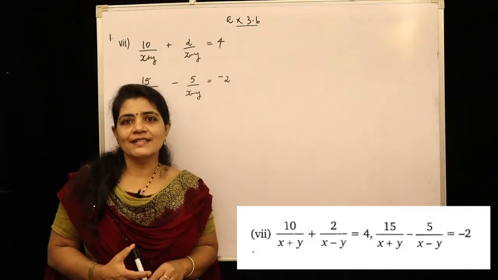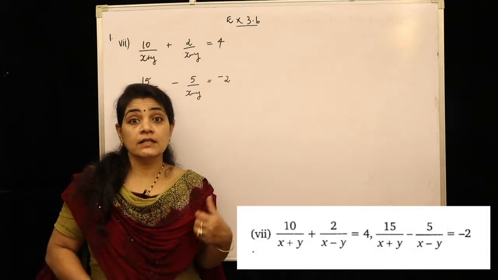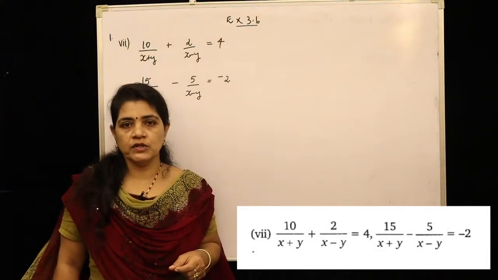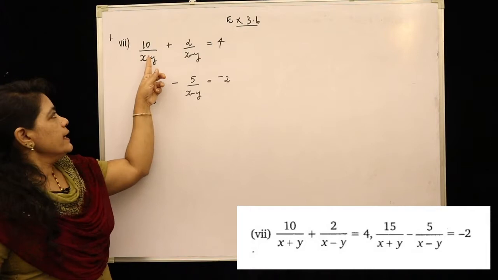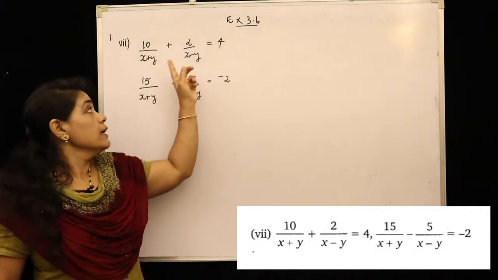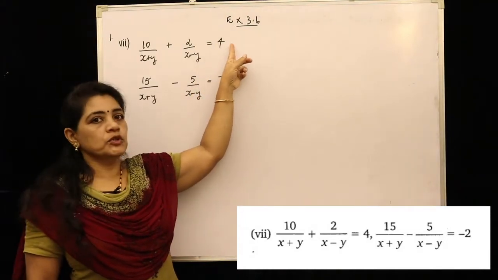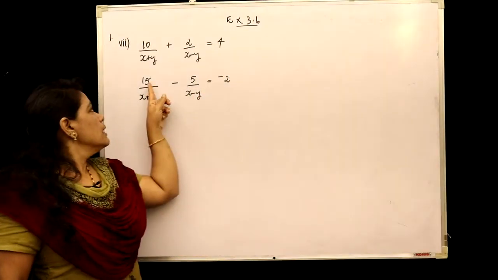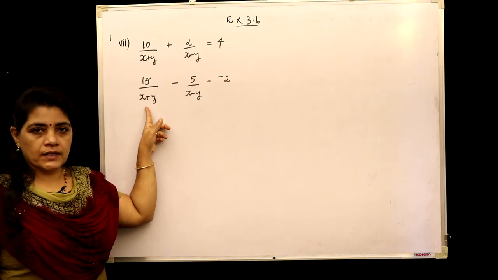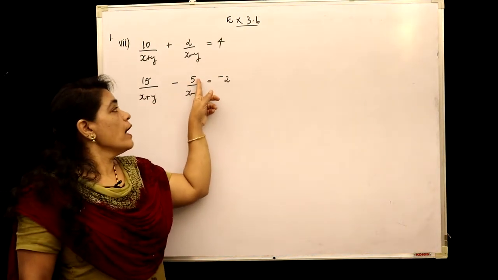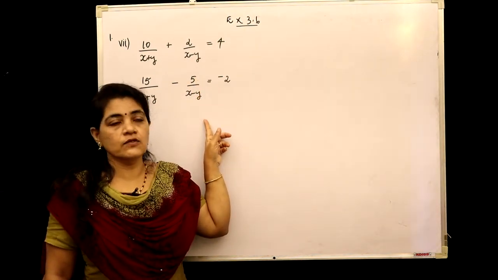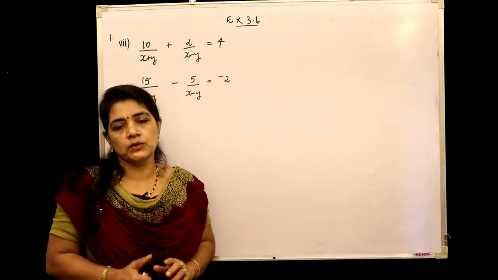Now we are solving the 7th problem. This is also a very, very important question. 10 divided by (x plus y) plus 2 divided by (x minus y) is equal to 4. 15 divided by (x plus y) minus 5 divided by (x minus y) is equal to minus 2.